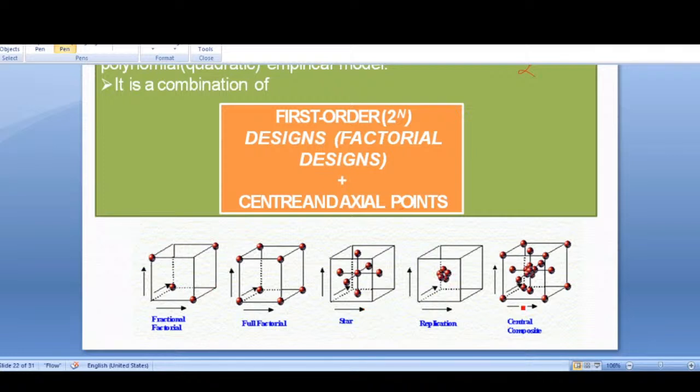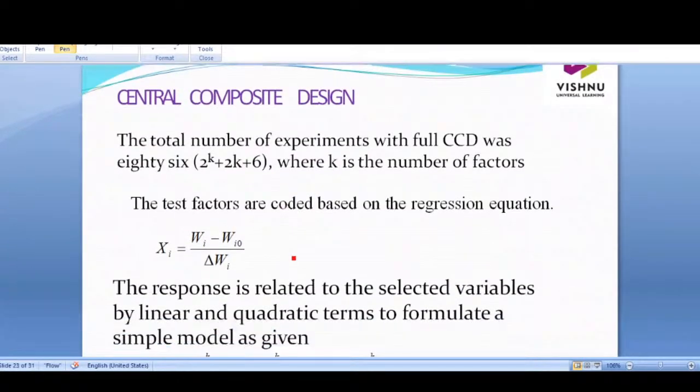So by combination of all these, the central composite design will exist. Now what is the equation that can be used for the central composite design? The total number of experiments: you can go for the small scale design or the full scale design. Suppose you consider the full scale design of the central composite, then you will get 2^k + 2k + 6. These are the combination of the experiments you have to get.